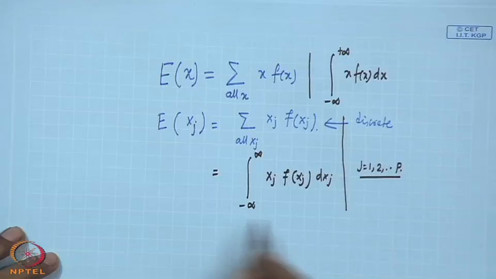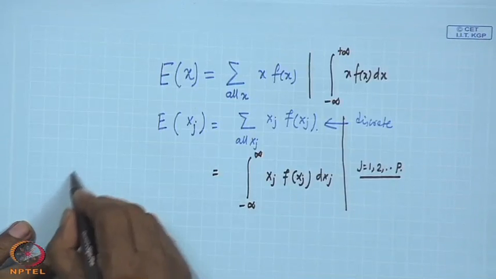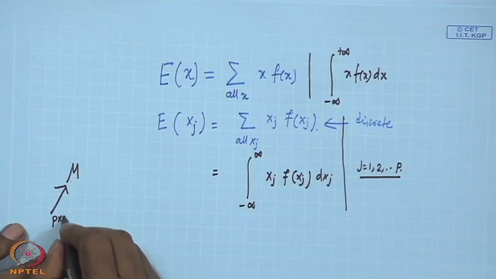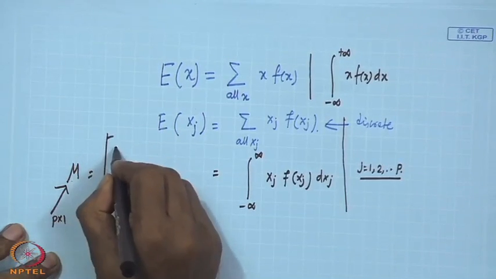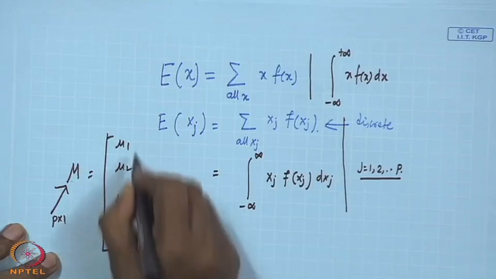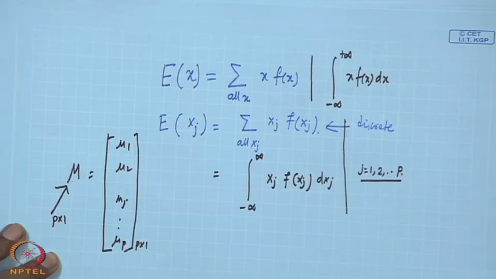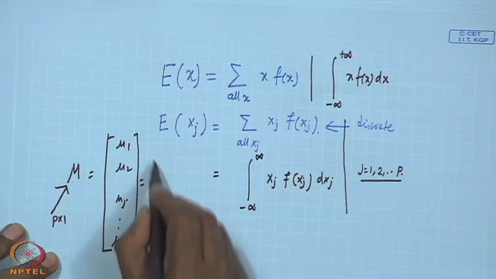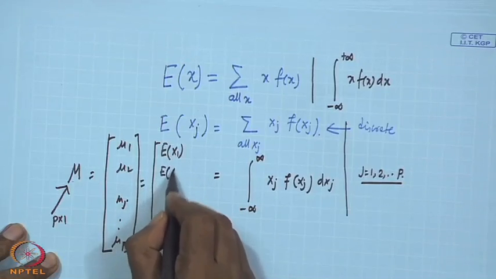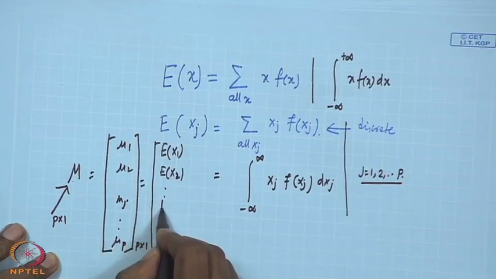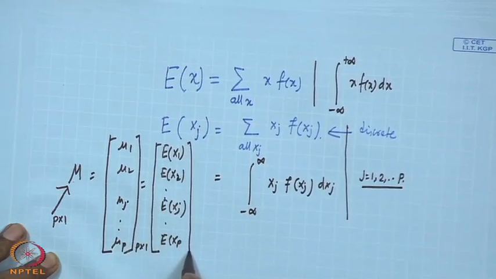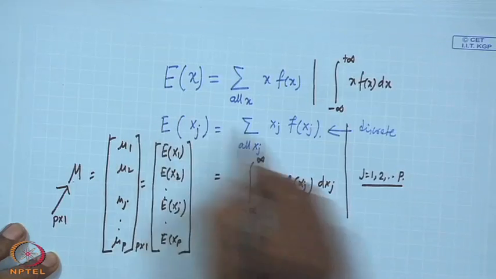So, when you write this down for mu, what is mu? Mu is a p cross 1 vector, which is mu1, mu2, like muj, then mu p, which is a p cross 1 vector. This is nothing but, as we discussed now, expected value of x1, expected value of x2, then expected value of xj, then expected value of xp, and expectation we will calculate like this.